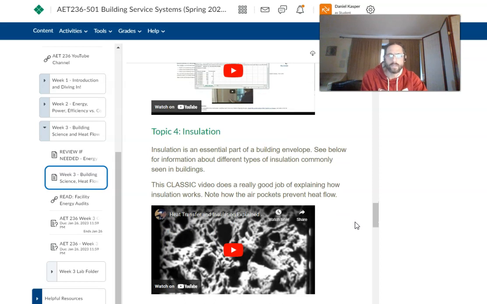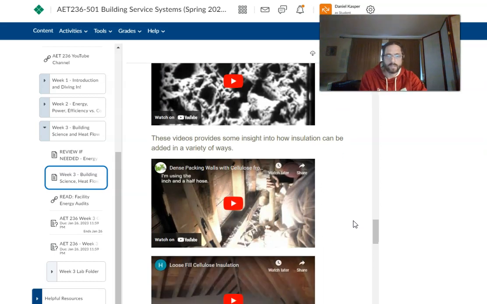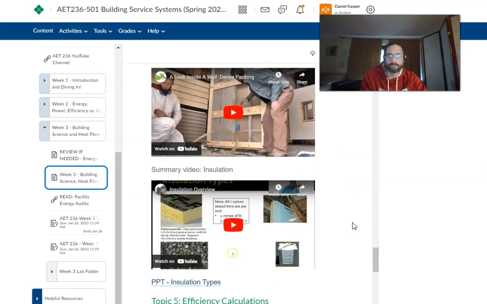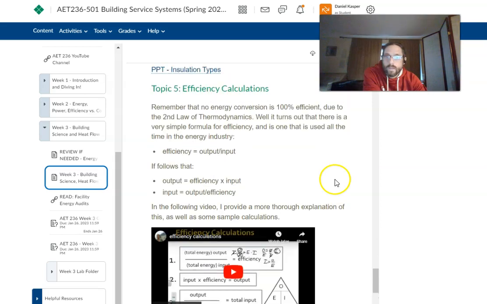We'll go over the basics of different types of insulation. You have your fiberglass batt, and your foam board, spray foam, all that stuff. So you look at some different types of insulation here as well, just so you have a sense of how homes or buildings are insulated. And we end on efficiency calculations.